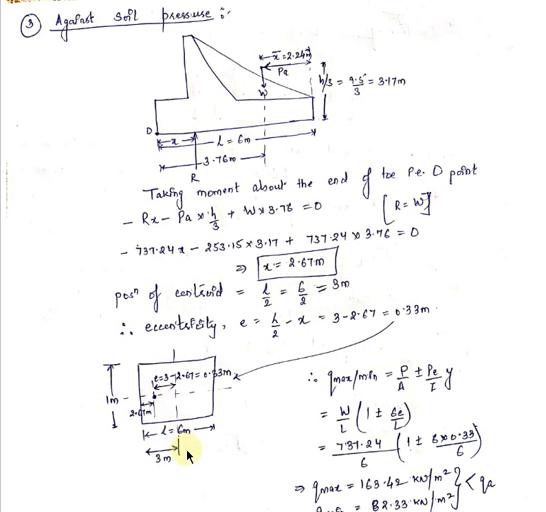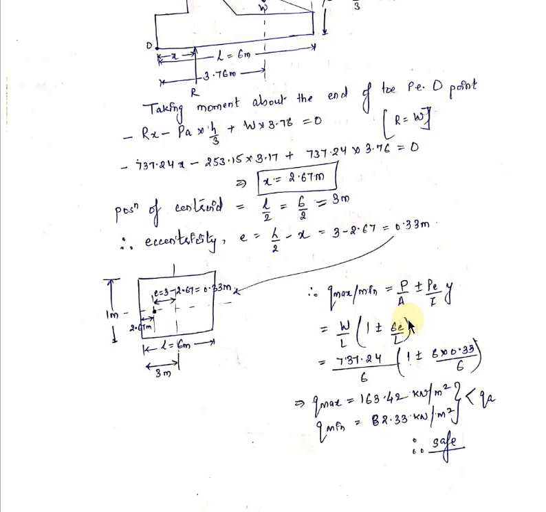Now the centroid is at 3 meters from the end of the toe, and we found by our calculation that the total resultant R is acting at a distance of 2.67 meters from the end of the toe. So what will be the distance of R from the CG? If I subtract 2.67 from 3, I will get the eccentricity, that is the distance of R from the CG. So you will get 0.33 meters. So eccentricity e will be equal to L by 2 minus x, that is 3 minus 2.67, you will get 0.33 meters.